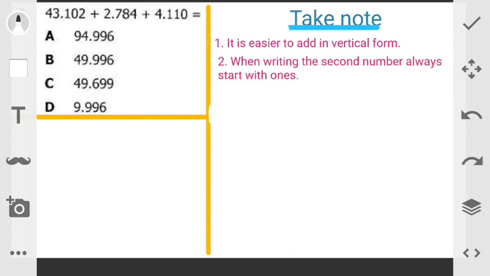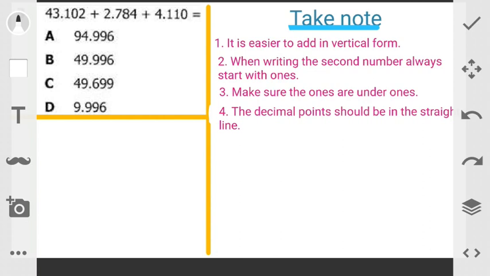The second point is, when writing the second number, always start with the ones. But in a case like this where we are adding decimal numbers, yes, you should consider the ones, but you also consider the decimal places. So that leads to the third point, which is make sure the ones are under ones. I talked about this in the previous video and the other video. So you make sure that the ones are under ones and the tens are under tens.